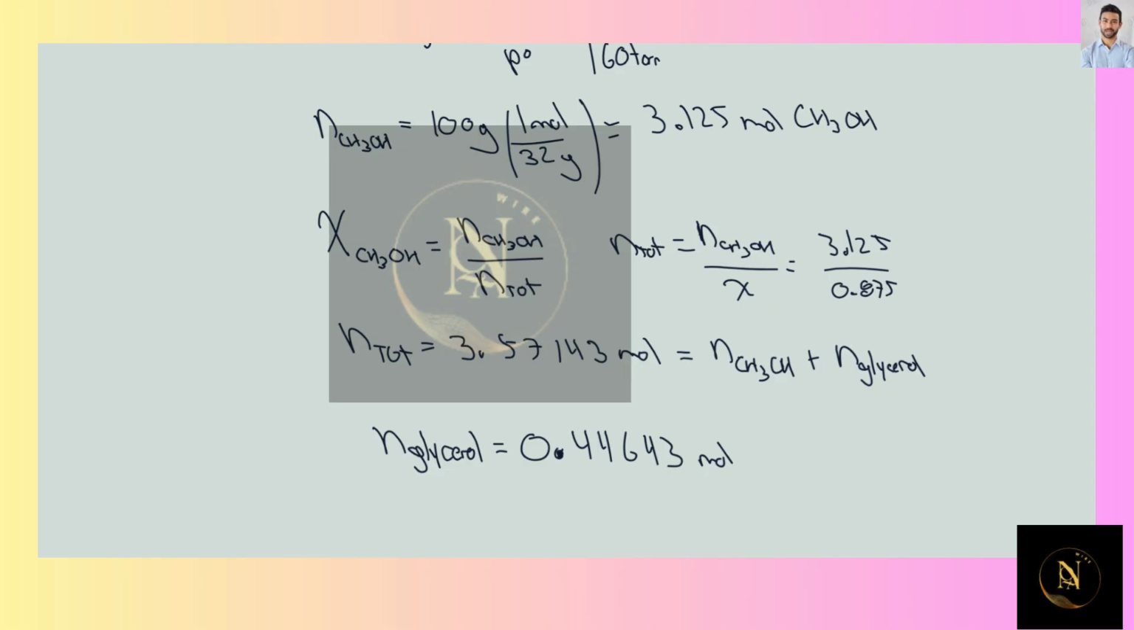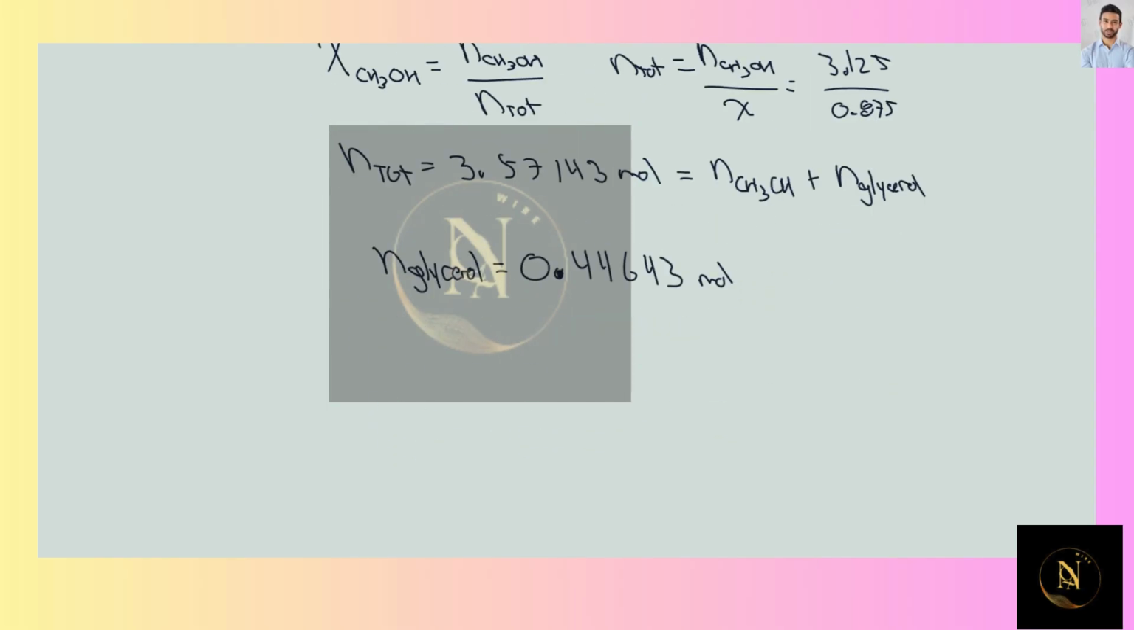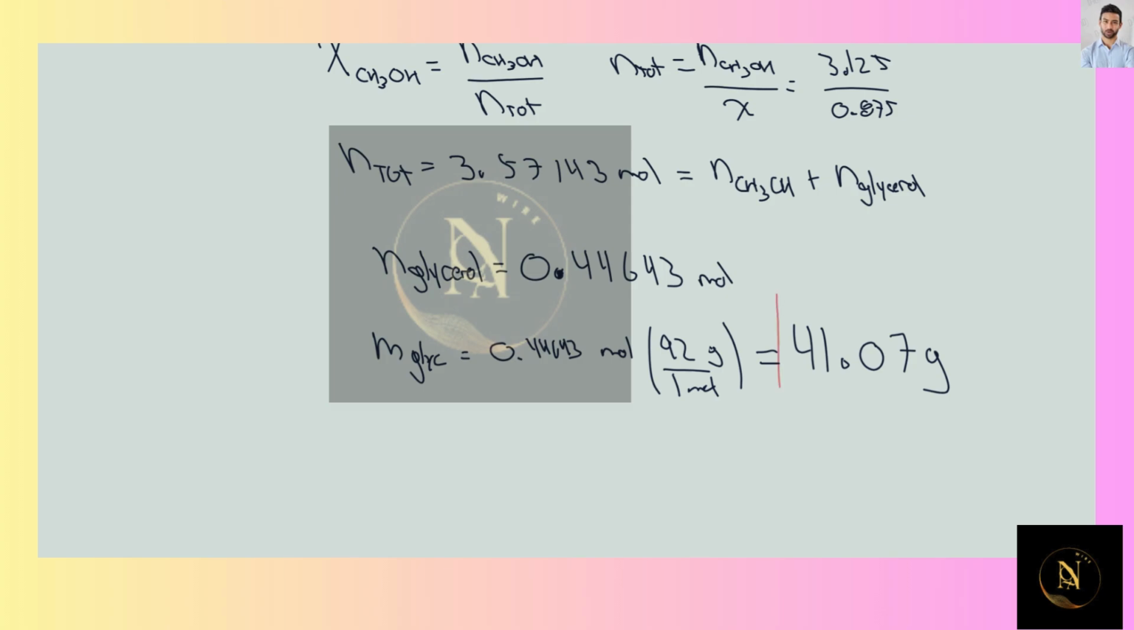And finally, to get the grams of glycerol, the molecular weight for this compound is going to be equal to 92 grams per mole. So the mass of glycerol is going to be equal to 0.44643 moles multiplied by the molecular weight, which is 92 grams per mole, which gives us, up to 4 significant digits, 41.07 grams. And with that, it would be all. You can round this up as 41.1 grams if you want your result up to 3 significant digits.